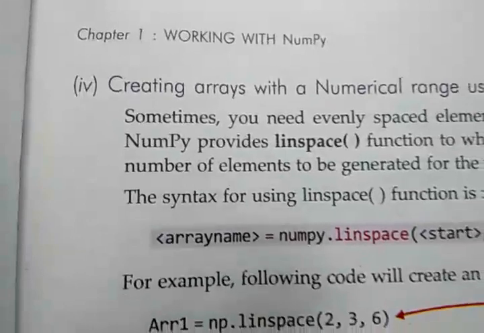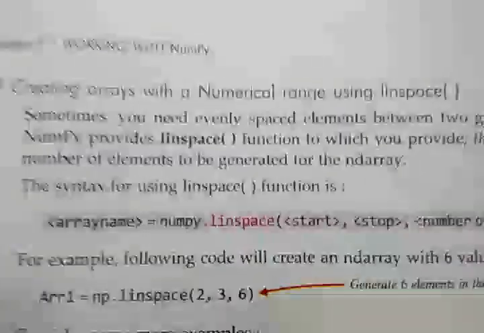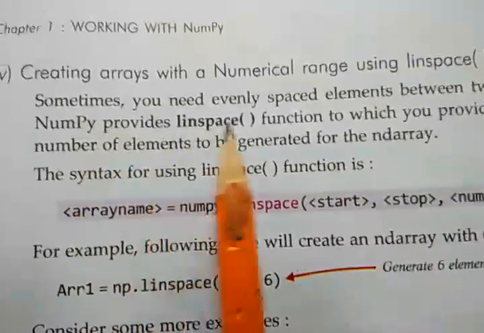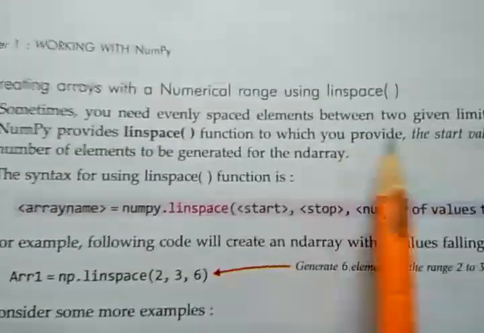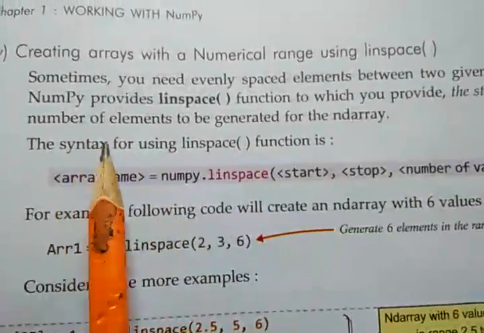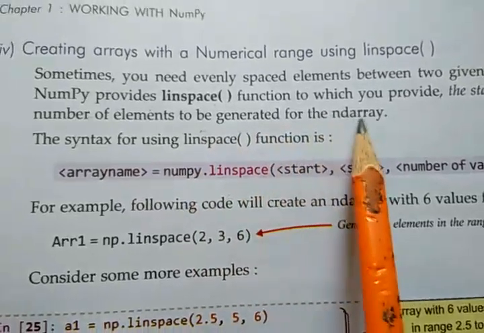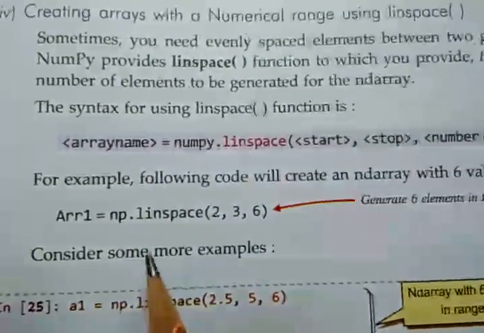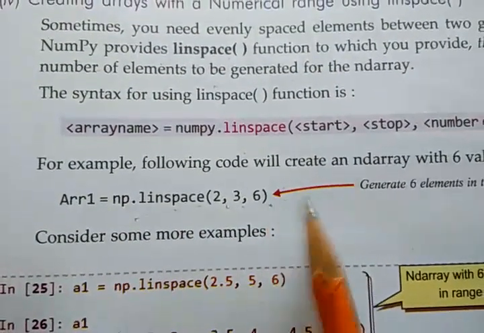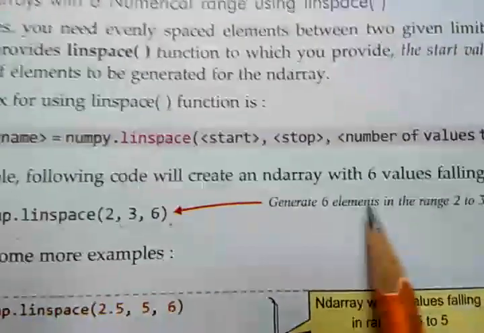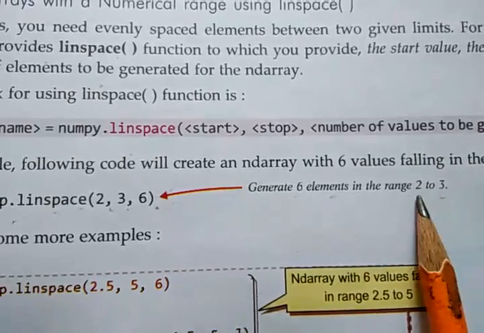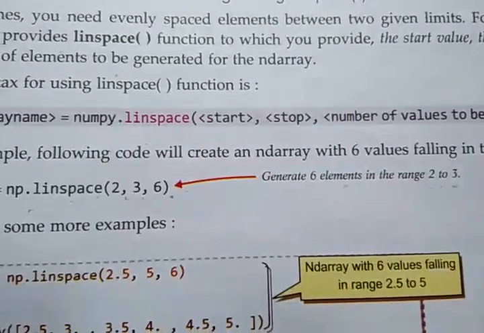Next is creating an array with a numerical range using the linspace function. Numpy also provides the function linspace, which is used to provide the start value, then the end value, and the number of elements to be generated for the ND array. Just see this example, np.linspace(2, 3, 6). This will generate 6 elements and the range is from 2 to 3.